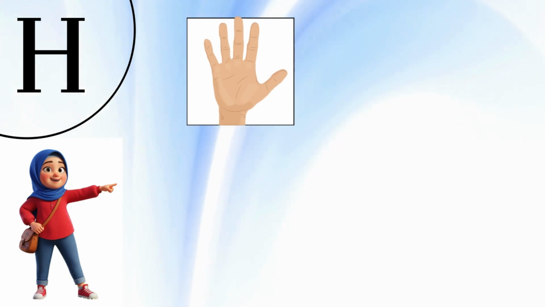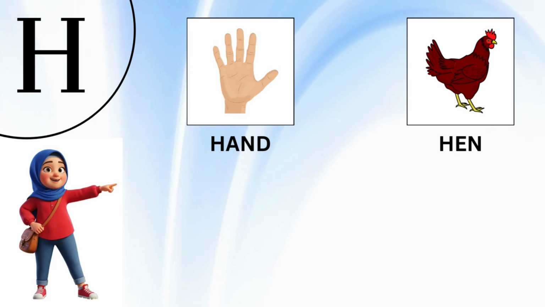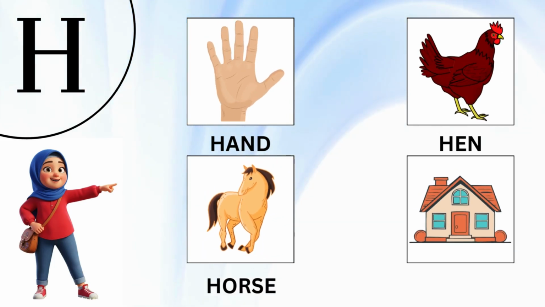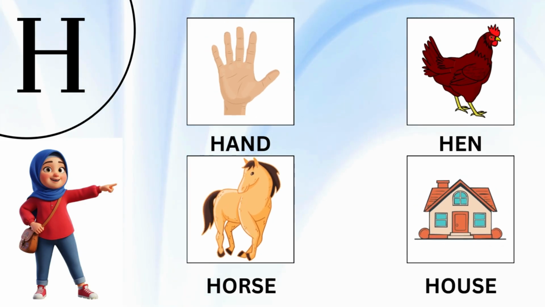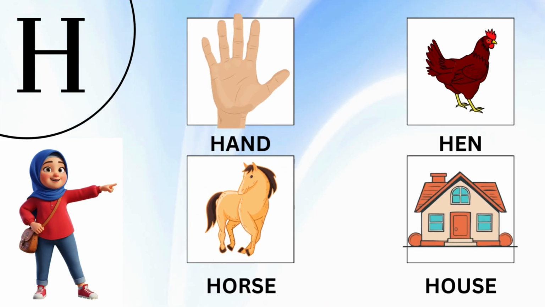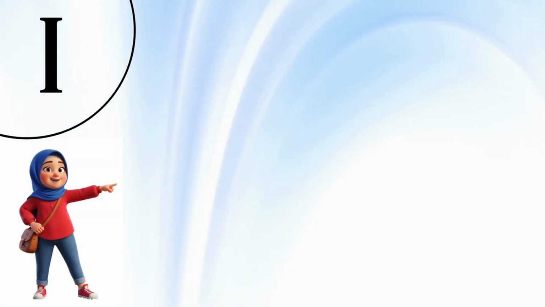This is letter H. H is for hand. H is for hen. H is for horse. H is for house. Hen, horse and house.